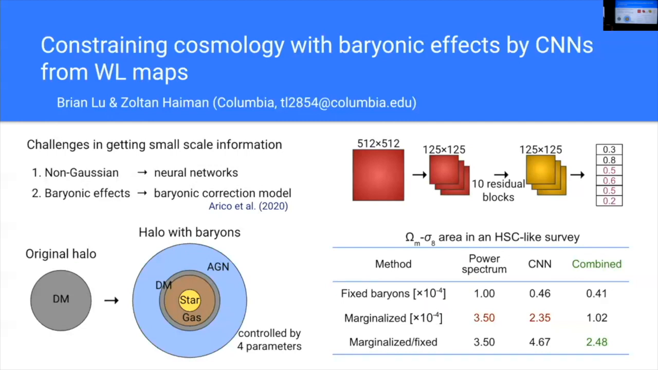And do you understand why the combine is doing better than the CNN? I mean, one explanation that I showed you is there are certain degeneracies between the constraints on cosmological and baryonic parameters. If that kind of degeneracy is different between these 2 methods, when we combine these 2, we can get a better constraint.